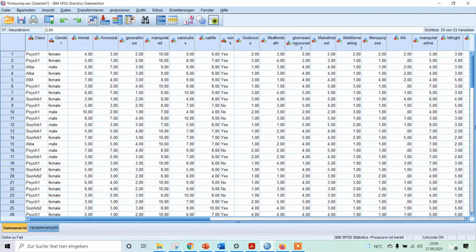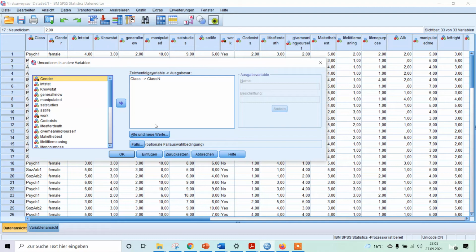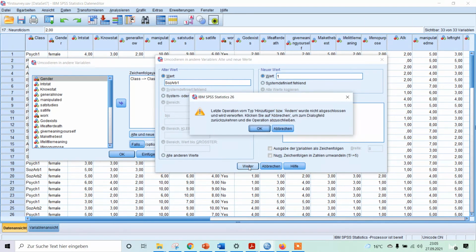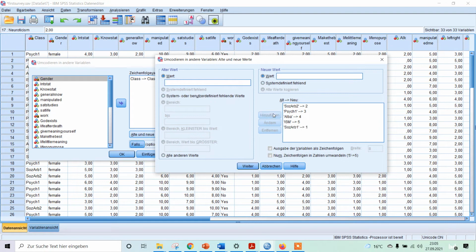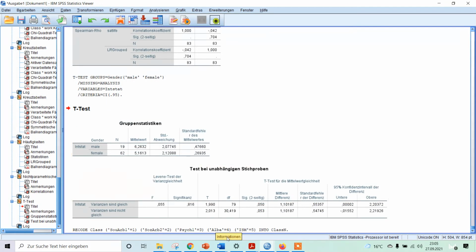So let's have a look again into our transformed data. Old and new value, and here's a mistake. So let's do it new. Soz arp 1 should get the value 1. Here I need to add. Continue and OK. Let's have a look.